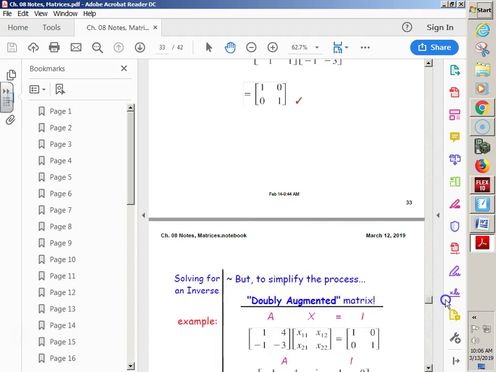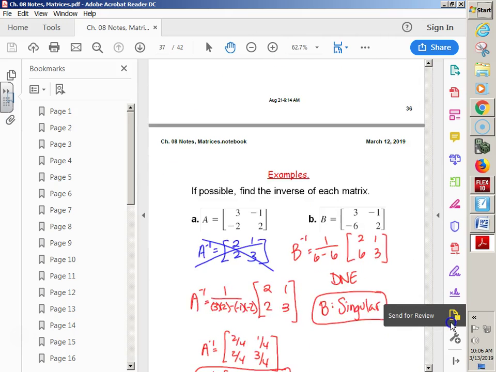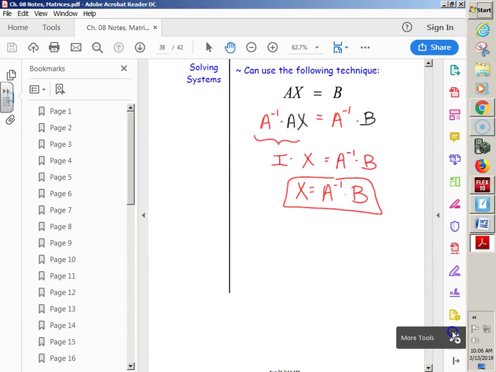Oh, this has all the pages. Huh. All right, well. There he is, this one.